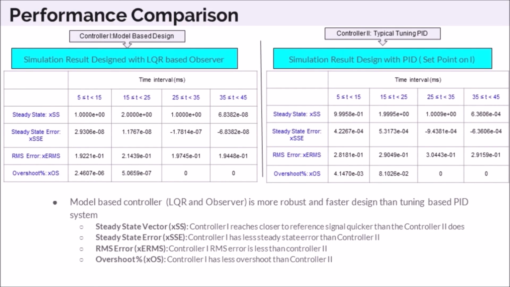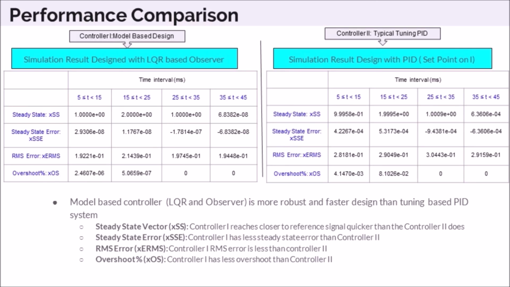Now we would like to compare the performance between these two controllers we designed. To compare the performance, we used 4 time intervals, as we told before, to measure 4 performance parameters. In the left table, the values represent the LQR based plant, and in the right table, the values represent the PID based plant. Looking at the table and also the simulation we showed in our previous slide, it is clear that controller 1 steady state value is very close to the reference signal value.